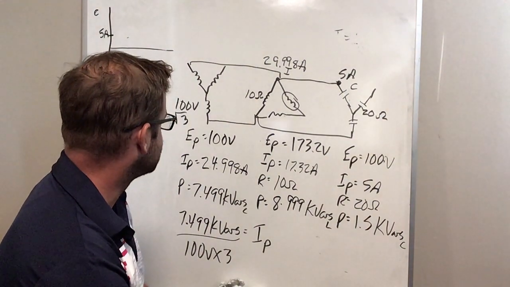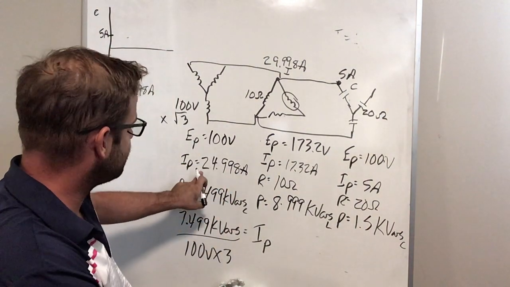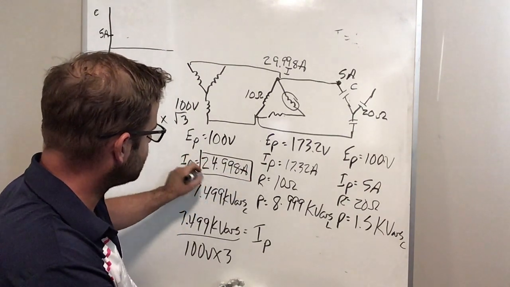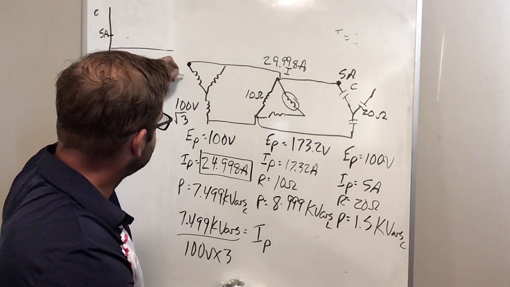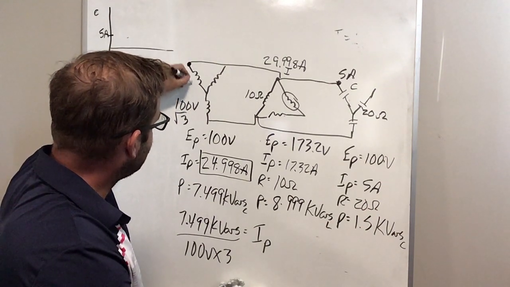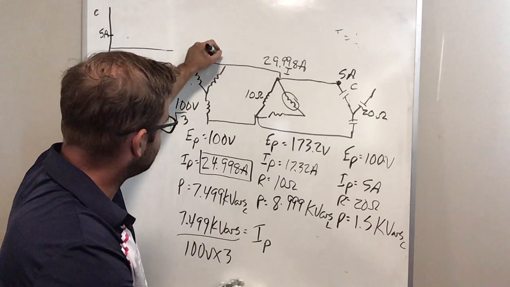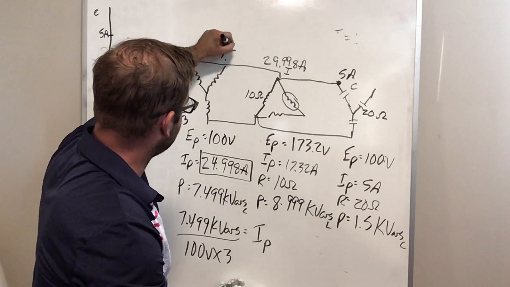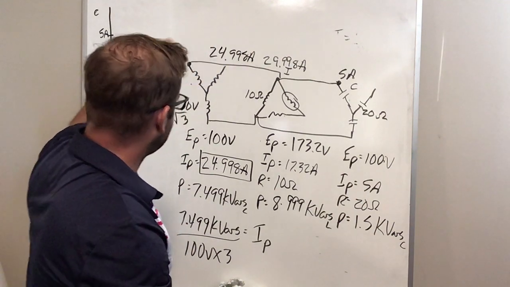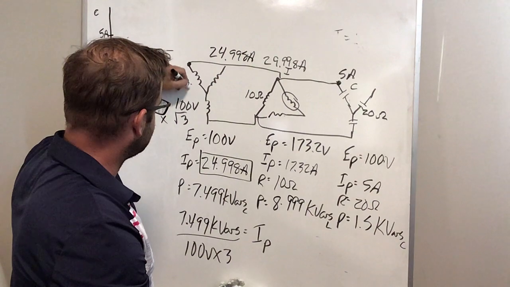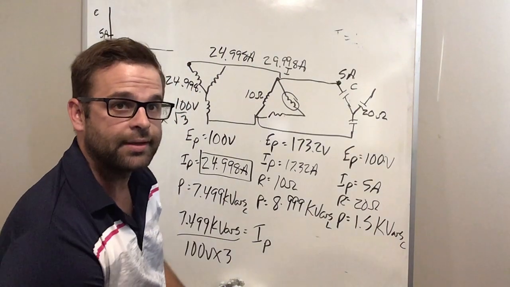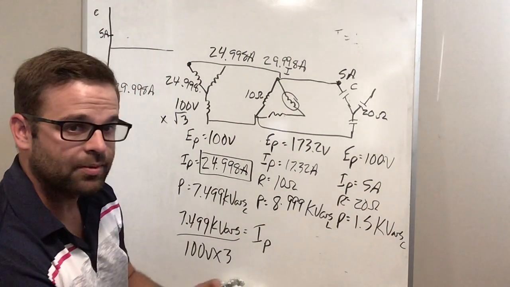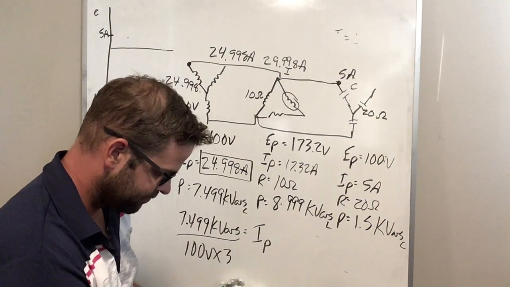So hopefully that works out, and we could use this value of 24.998 amps as a phase value, because in Y the phase value and the line value are the same. So this line value would have given us 24.998 amps here, and also 24.998 amps right there. Okay, so hopefully that wasn't too much of a head scratcher.